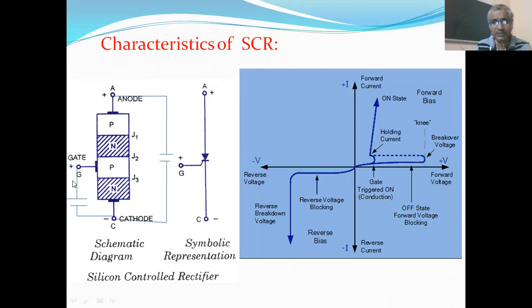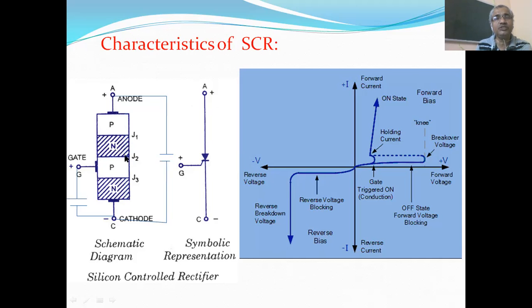Let us assume that the gate is kept open, meaning no voltage is applied, and you only increase the anode to cathode voltage. Now see here, this is the positive of the supply and this is the negative. The P region is connected to the positive, and the lower N region is connected to the negative. That means junction J1 is forward biased.